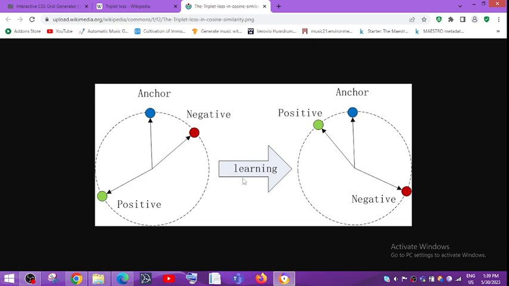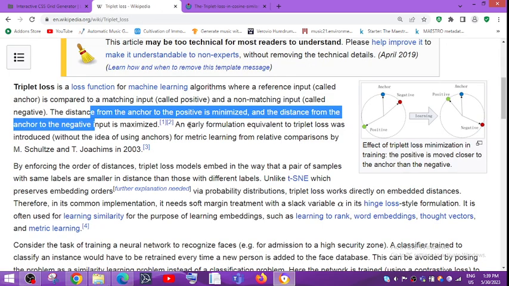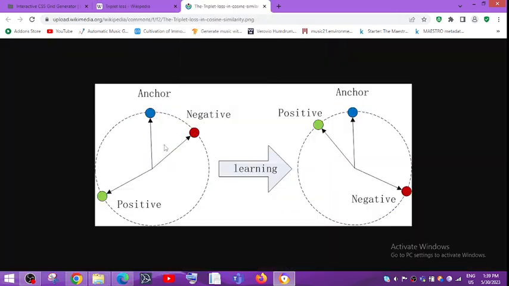What is triplet loss? Look at the figure. In triplet loss, there is an anchor. Anchor means our point. And there is a positive and a negative, the matching and non-matching points. The anchor, negative and positive points are first assigned randomly.